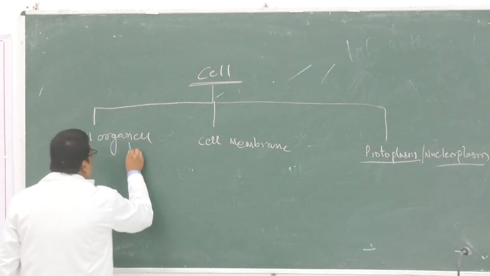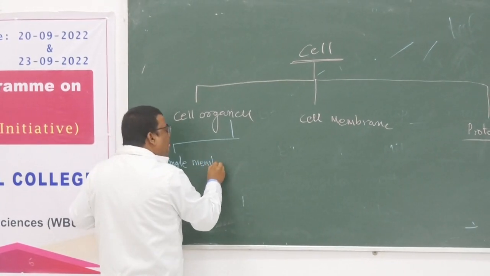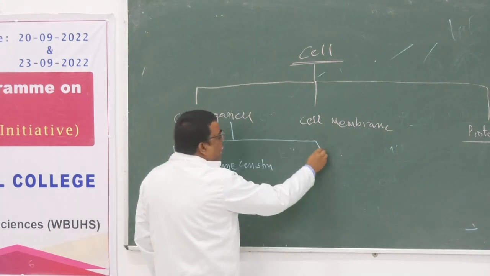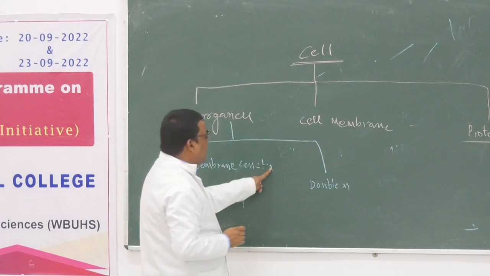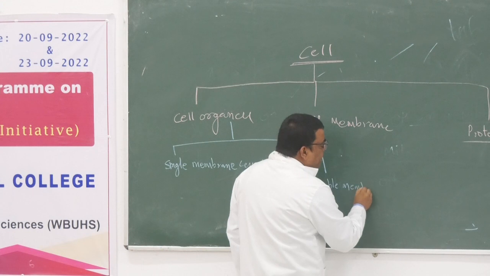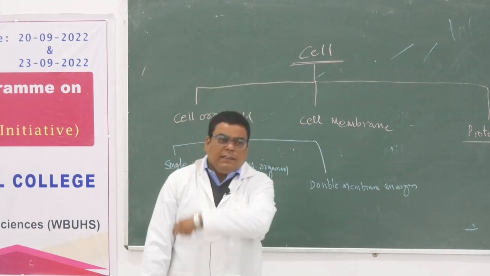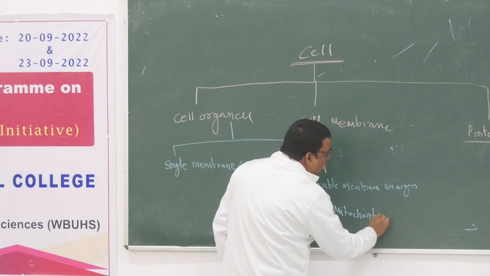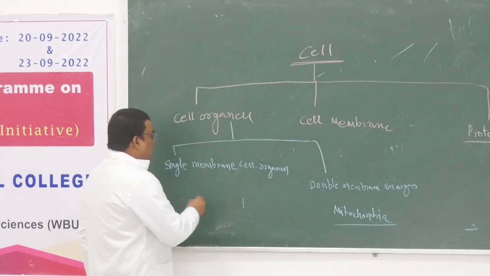Now in the cell we can separate single membrane cell structure and double membrane cell organelle. Double membrane, sorry, this is not a structure, this is an organelle. Okay, organelle, and this is a double membrane cell organelle. Which one is the double membrane cell organelle? Mitochondria. Very good. Mitochondria is very important. And the rest of the organelles are considered single membrane structures.